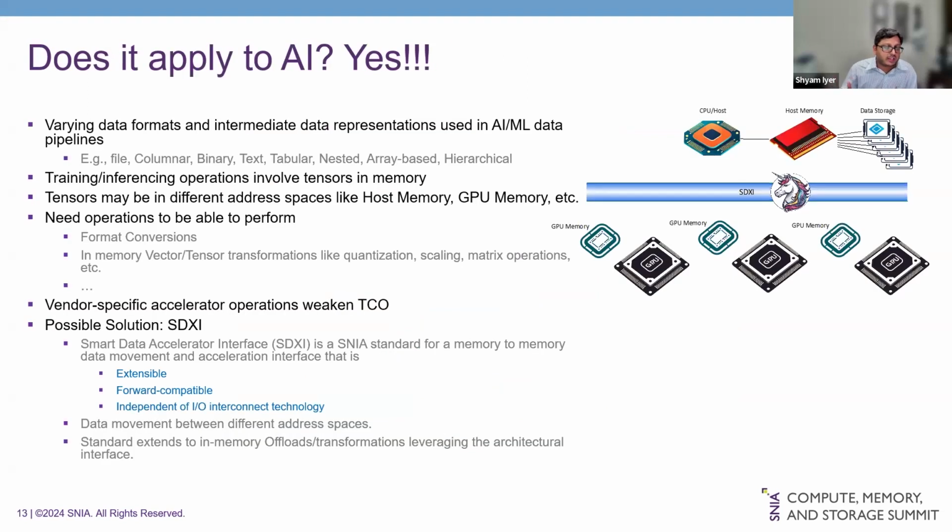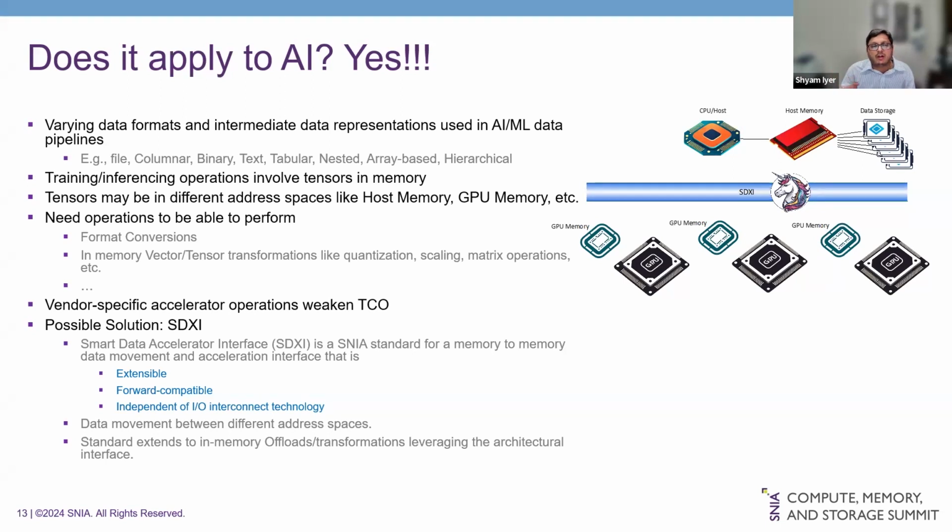And since we are in the age of AI, one may ask, does it apply to AI as well? And the answer is yes. You might have various kinds of data formats and intermediate data representations used in AI/ML data pipelines. A lot of the training and inferencing operations involve tensors in memory. Your tensors may be in host memory, GPU memory, wherever. You need to be able to perform different kinds of operations to do format conversions or other AI operations like quantization, scaling, matrix operations, etc.